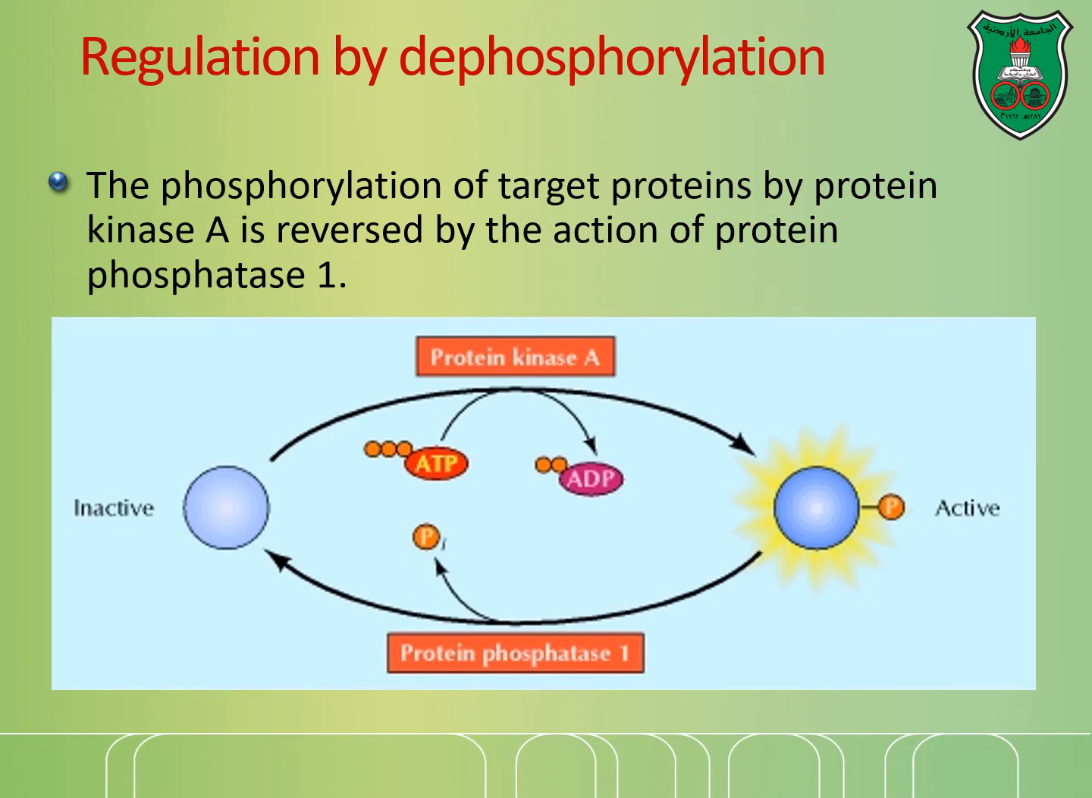Now protein kinase A then phosphorylates proteins, activating them or inactivating them. So it depends on the protein. At the same time, these proteins that get phosphorylated must be dephosphorylated, and they are dephosphorylated by phosphatase enzymes.